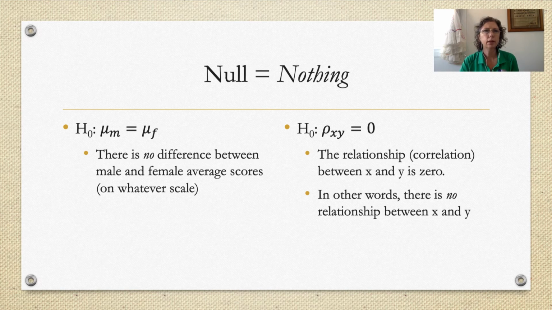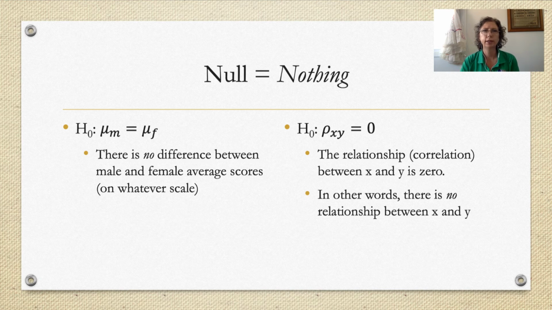What I want you to keep in mind with the null hypothesis is that null means nothing. It means there's no difference, there's no relationship, nothing, nada, nadie, ninguno, nothing. So when we're talking about differences between groups, we're saying there's no difference between these two groups. When we're talking about a relationship between variables, the correlation, we're saying there's no relationship between those two variables. So keep in mind, null means nothing.